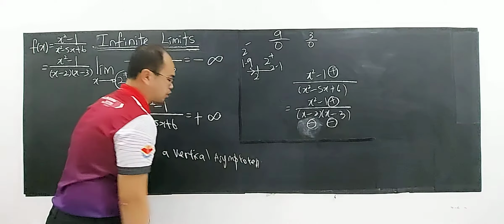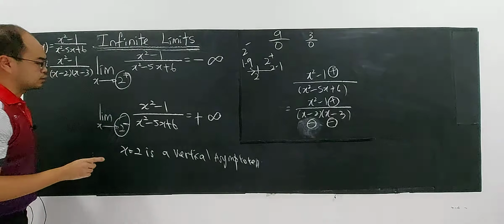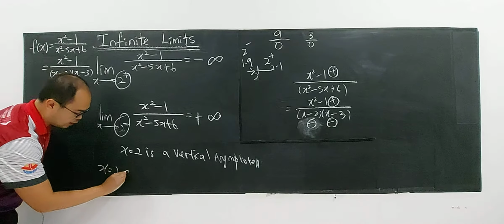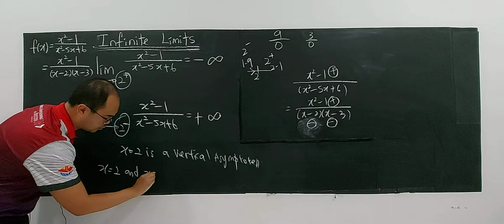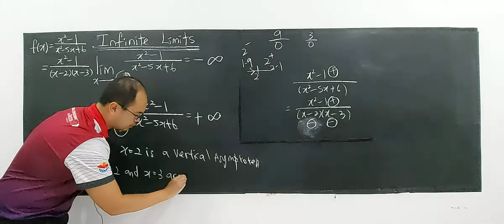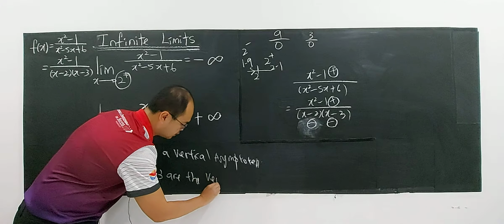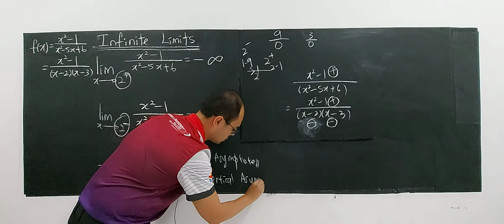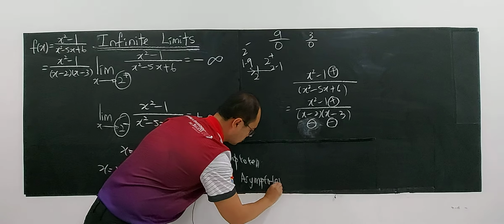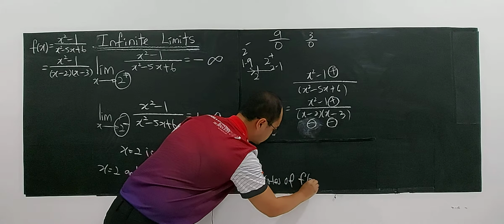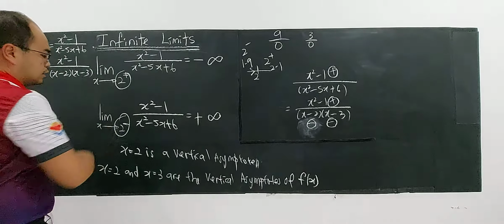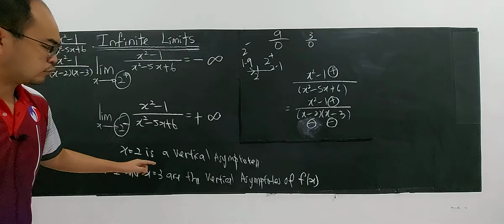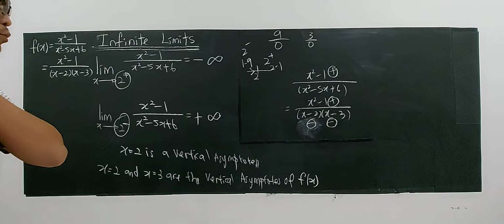So how many vertical asymptotes for this graph? I can say that x equals 2 and x equals 3 are the vertical asymptotes of f(x), of this function. I have already verified. This is the way I verify. So 2 and 3 are the vertical asymptotes.